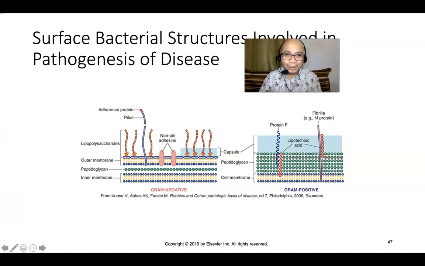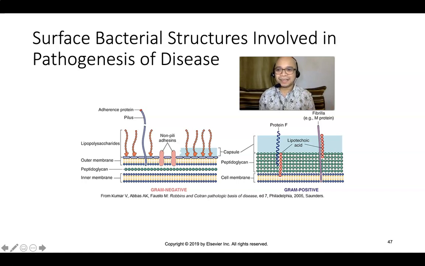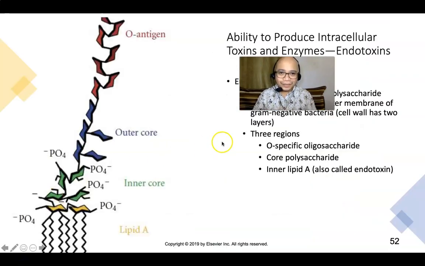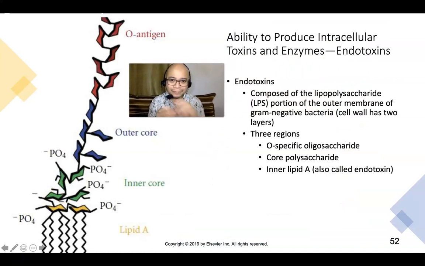So that is the reason why we consider lipopolysaccharide as the major virulence factor of gram-negative bacteria, because the lipopolysaccharide is the source of the endotoxin. Okay, so moving on, as you can see here, there are actually three regions of the endotoxin. We have the O-specific oligosaccharide, and then we have the core polysaccharide, and then we have the inner lipid A. So the inner lipid A is actually called the endotoxin.